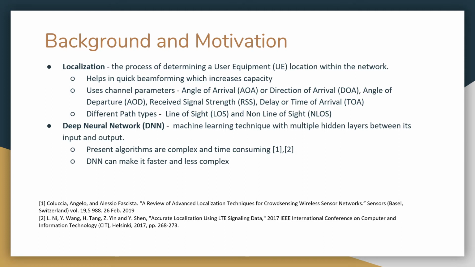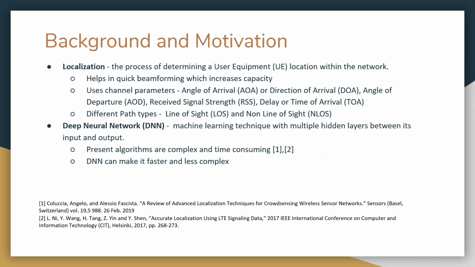Localization is the process of determining a user equipment's location within the network. It helps in quick beamforming, which increases capacity. It uses channel parameters such as angle of arrival, which is also known as direction of arrival, angle of departure, received signal strength, and delay, which is also known as time of arrival. There are two different path types. There is line of sight and non-line of sight.